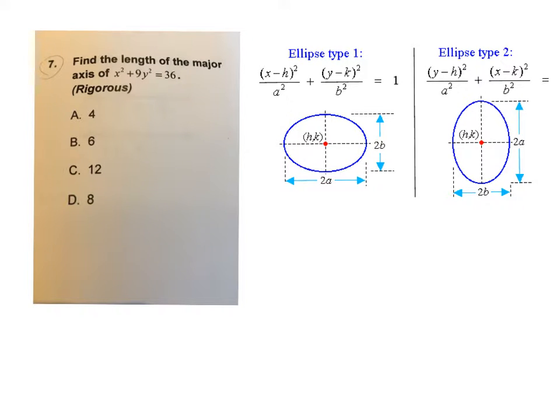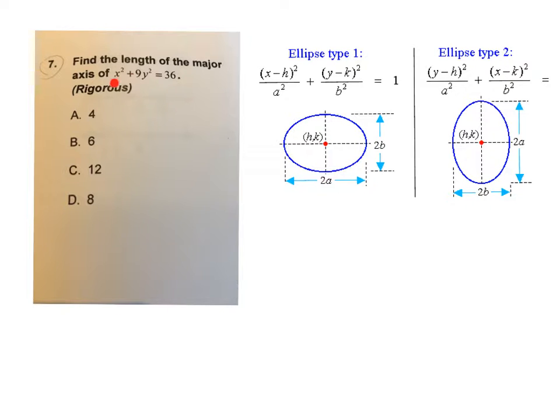Alright, so we're looking at this problem here. It says find the length of the major axis of x squared plus 9y squared equals 36. And we have four choices. So what we have to know here is the basic form to write an ellipse and what a major and minor axis is.